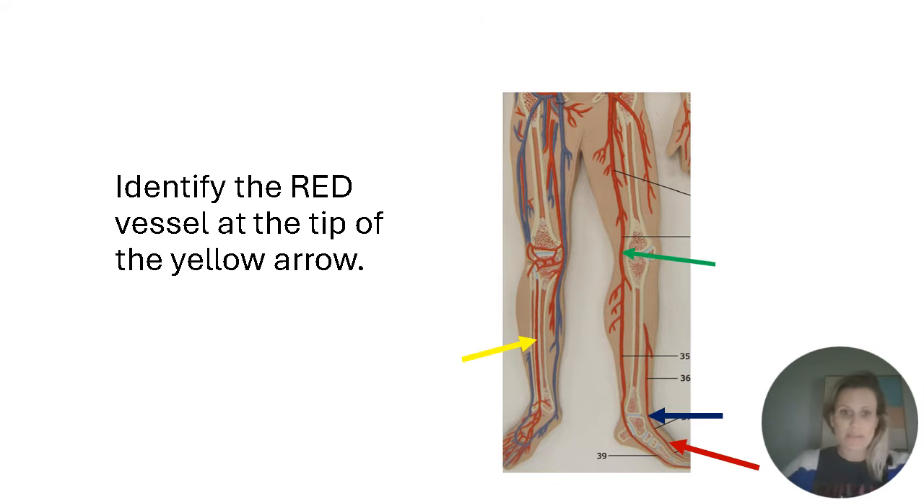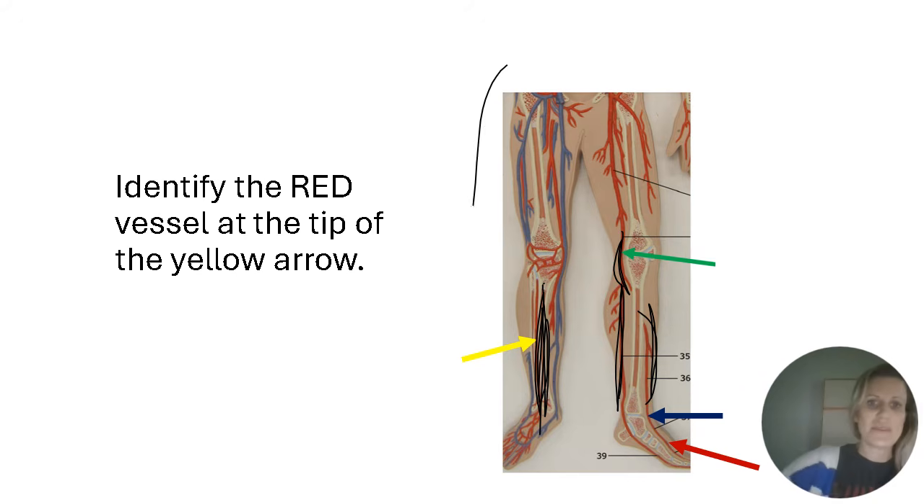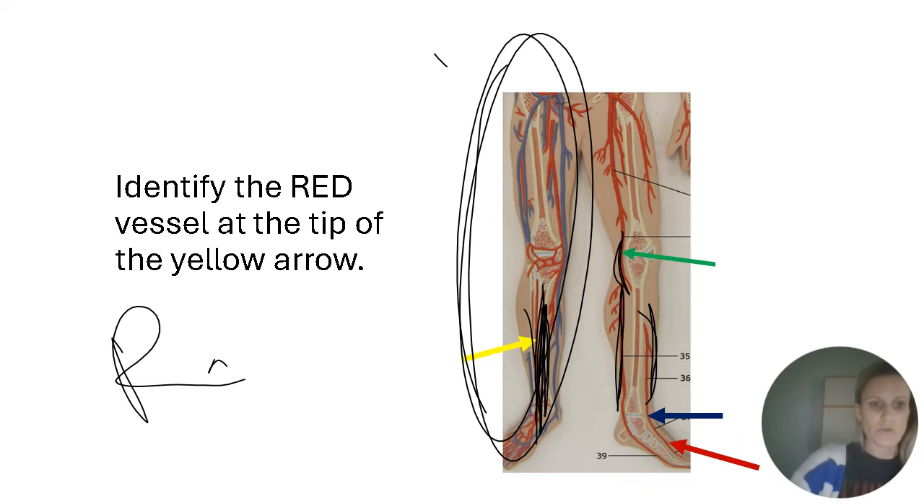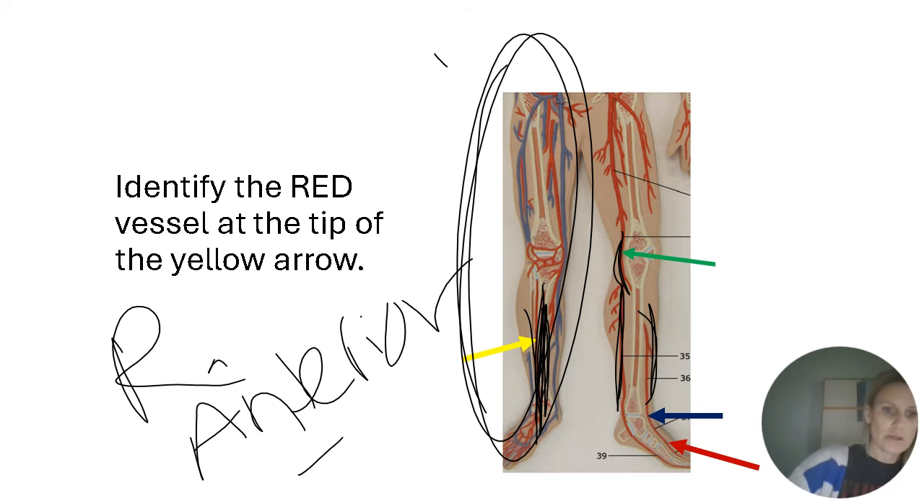The red vessel at the tip of the yellow. So this is showing us the artery that comes down the front of the leg. Right, remember we said that the popliteal artery splits, and we've got one vessel that goes down the back of the tibia, one that goes down the front of the tibia. This right leg is facing forwards. So this vessel that we see down here is in the front of the leg. So it's the right leg, so right anterior tibial artery.